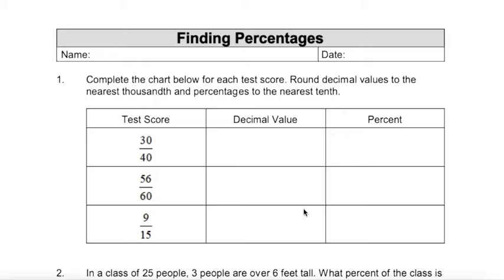Rounding percentages. We're going to complete the chart below for each test score. We're going to round the decimal value to the nearest thousandth. That's 3 places after the decimal point. And we're going to round percentages to the nearest tenth. So that's 1 place after the decimal point.